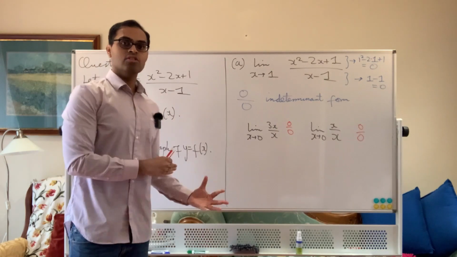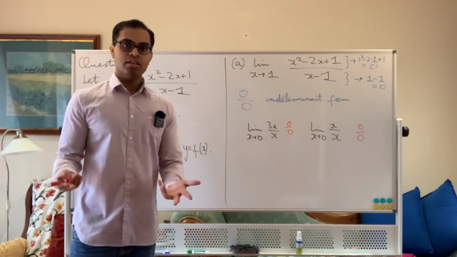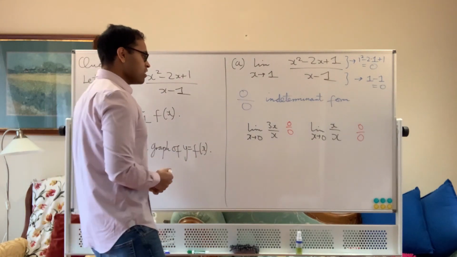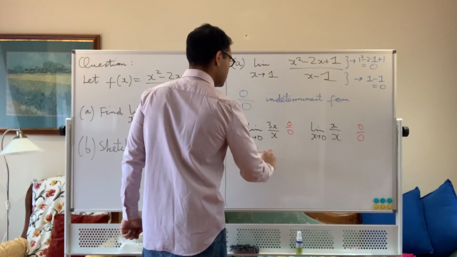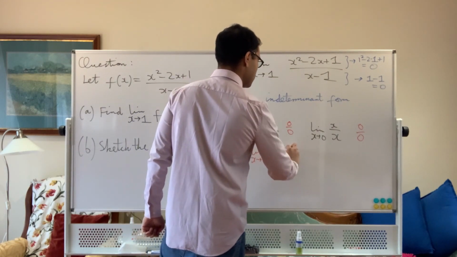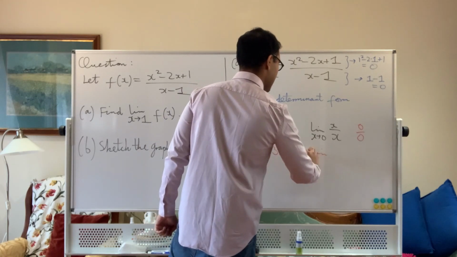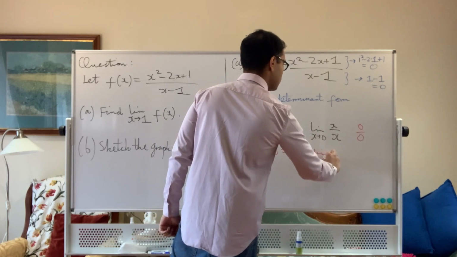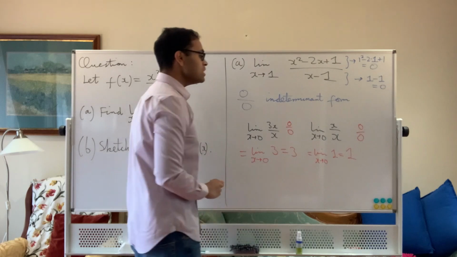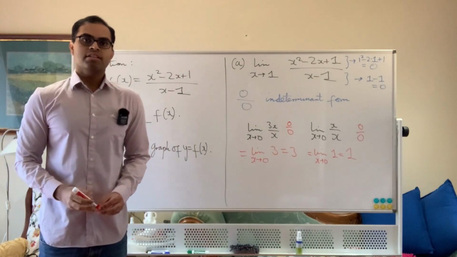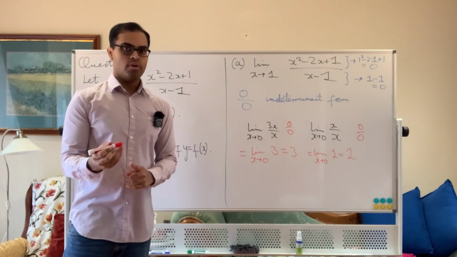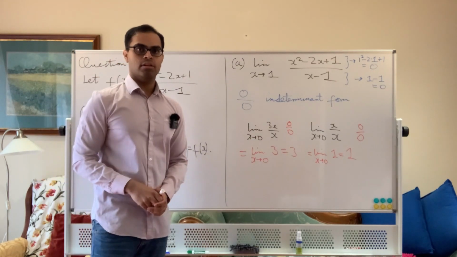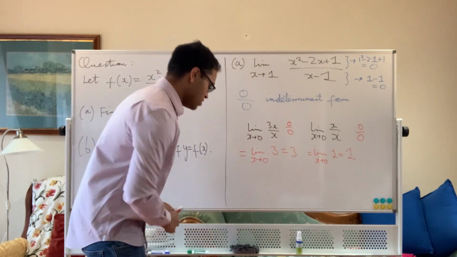But as long as x is non-zero, you can cancel off because you're not dividing by 0. So if you cancel off the x and the x, as x approaches 0, you're just going to get the limit as x goes to 0 of 3, which is just 3. And here you're going to get the limit as x goes to 0 of 1, which is just 1. So you see that the value of the limit really depends. Just knowing it's 0 over 0 doesn't tell you what it is. It really depends on what the numerator and denominator are. So that's what we're going to have to address with that problem.